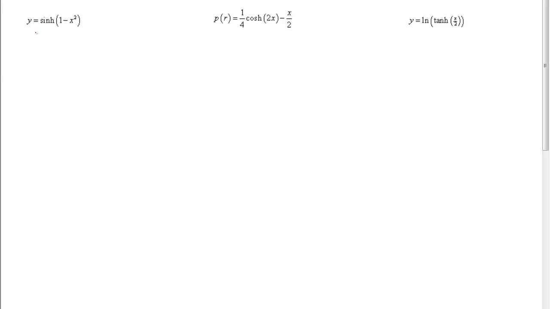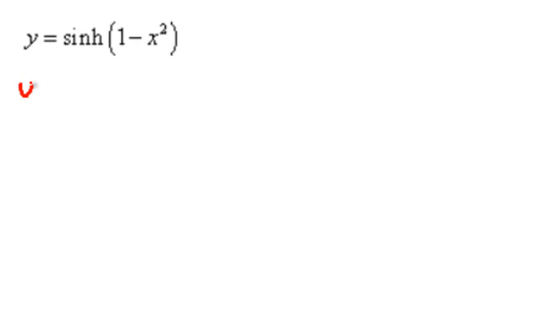In this video, we're going to work through some examples of hyperbolic trigonometric derivatives. So we'll get started here with the first one. If we want to take the derivative, it's y prime. We're going to work from the outside in using the chain rule.